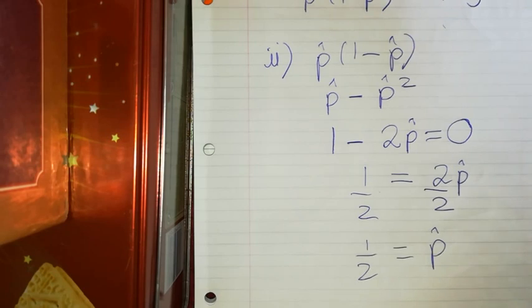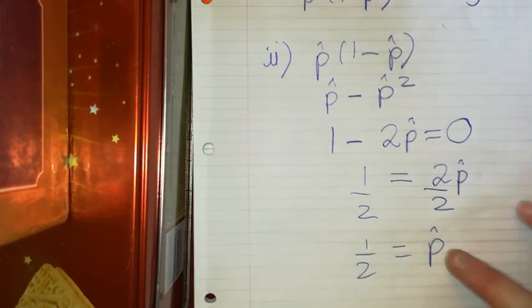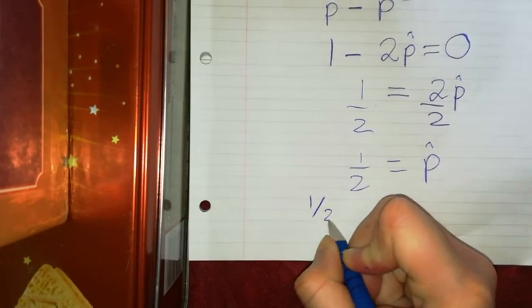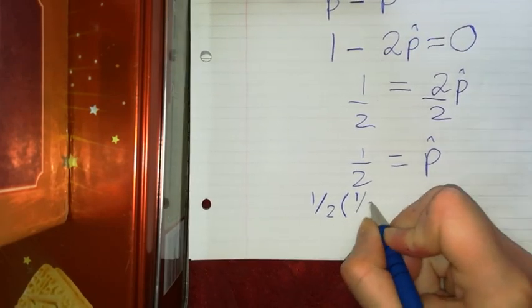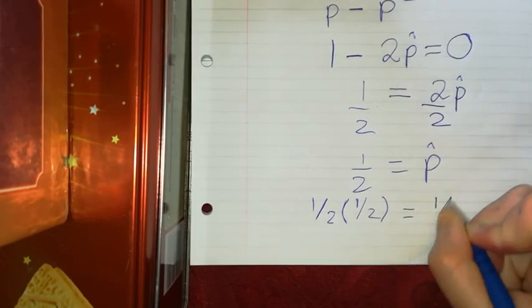So that's the maximum. So if p is a half, then the maximum value of this will be a half times a half, so it's going to be a quarter. So that's our maximum value.